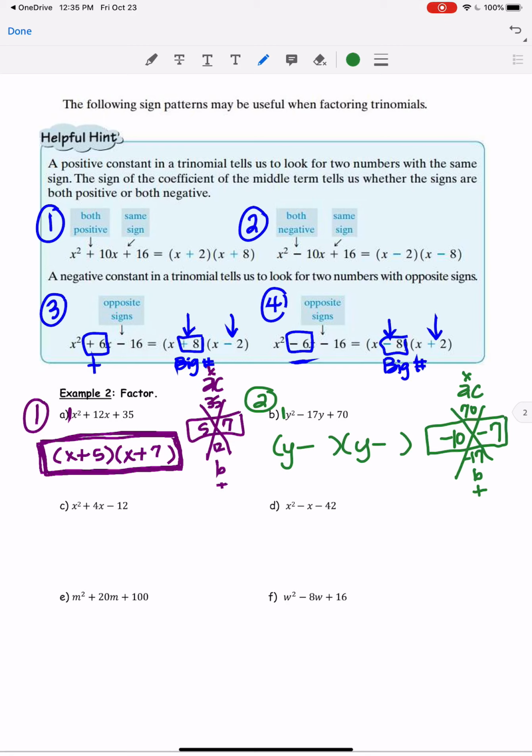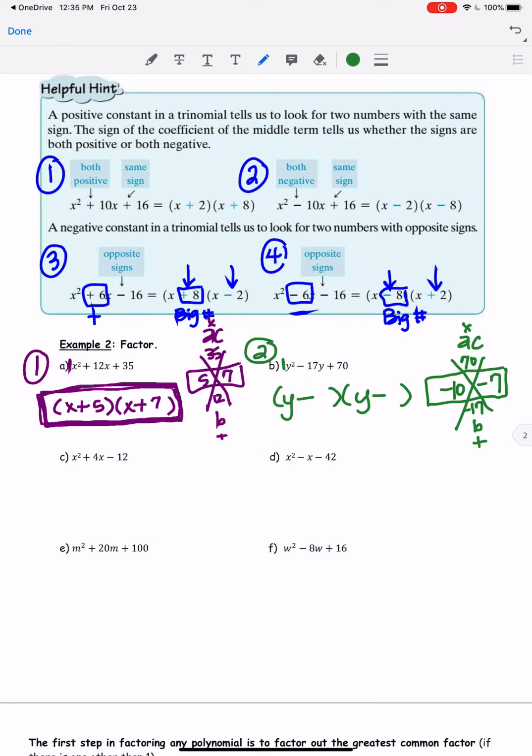That one's got a lot more multiples. You can do 5 times something, you can do 1 times 70, 2 times 35. That one's got a lot more. So just play around with it. The hardest part is finding these two numbers right here. So this becomes (y minus 10)(y minus 7).